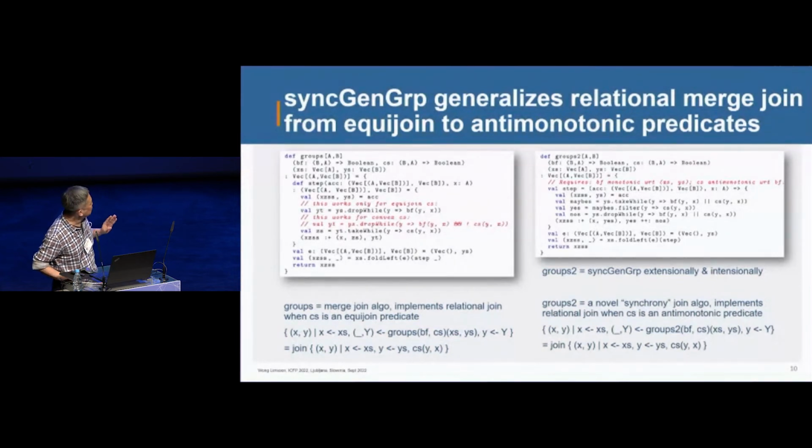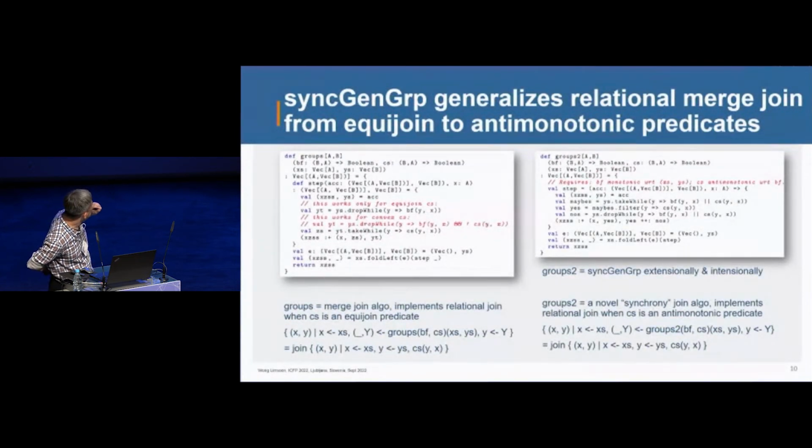And also you can actually rewrite the synchrony generator in the same form that a database merge join is written. So for those of you who are not familiar with database systems, the groups on the left side are a slightly simplified way of writing a database merge join. So it's basically you have two lists, X and Y, that you want to join, and your join predicate is this predicate CS.